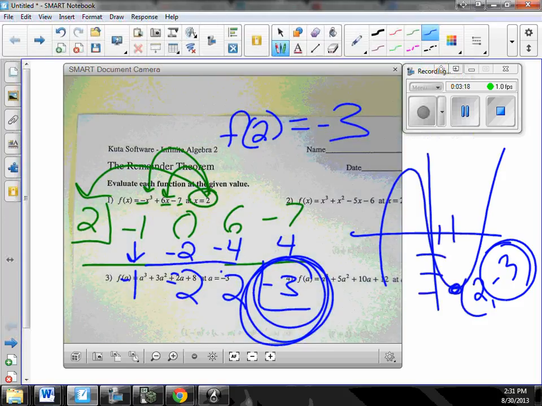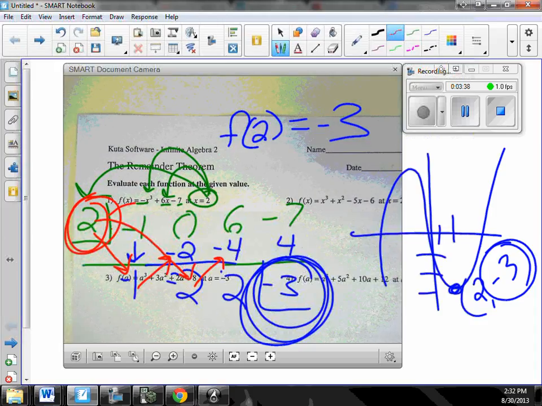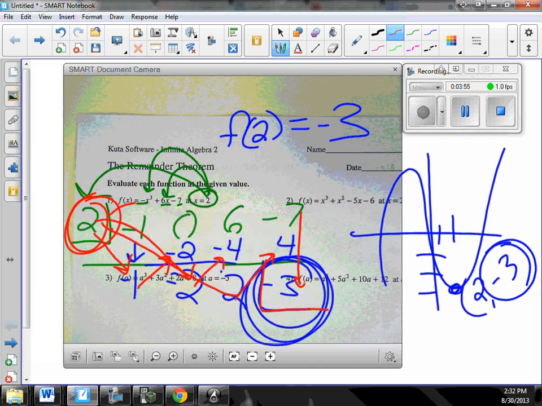Okay, Sadie? So this times -1 goes here. And then this times -2 goes here. And then we bring that down. And this times that goes there, and we bring this down. And the last one is always our remainder. So on the first set, you're just looking for the remainder. Okay, that's really easy.